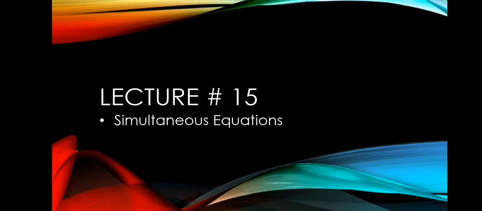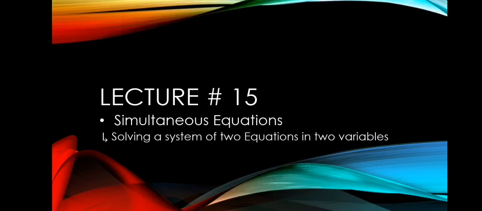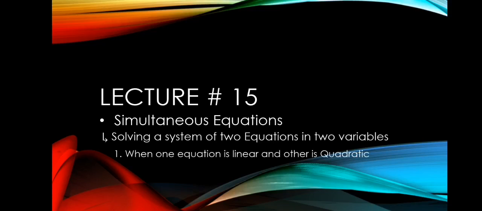That is, first we are going to discuss the simultaneous equations. We will solve a system of two equations in two variables by using the following conditions: when one equation is linear and the other one is quadratic, and when both the equations given to us are quadratic. So let's start with the definition of simultaneous equations.